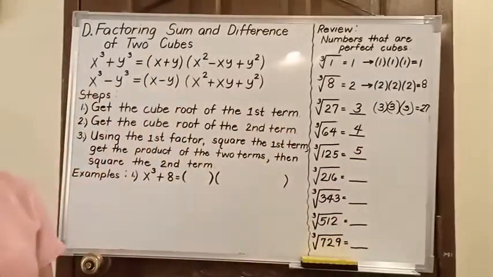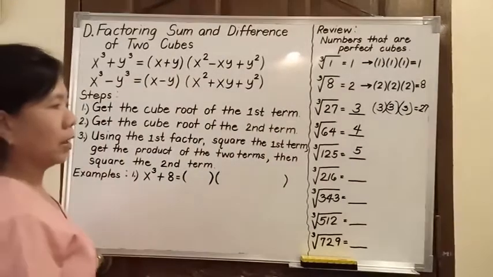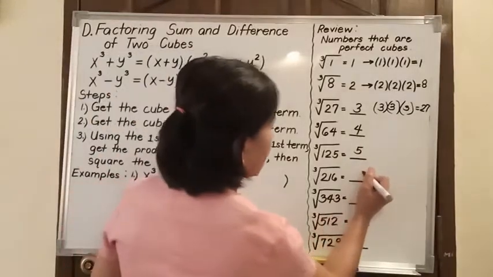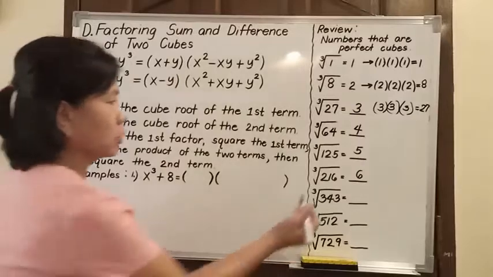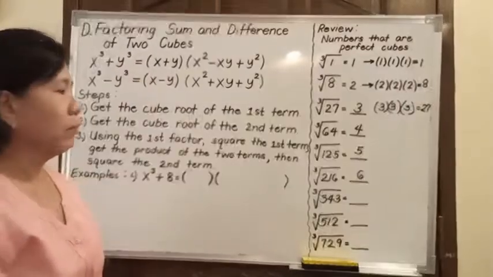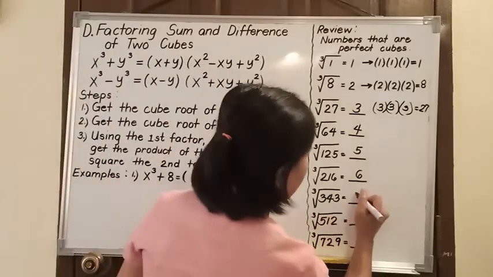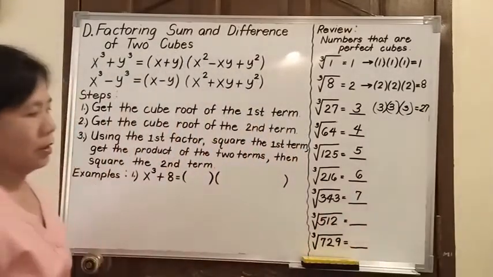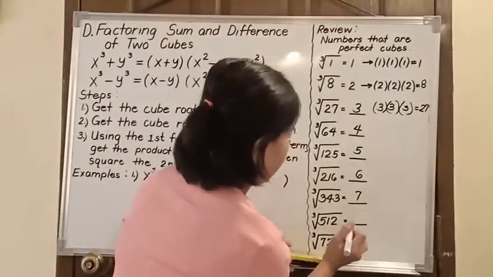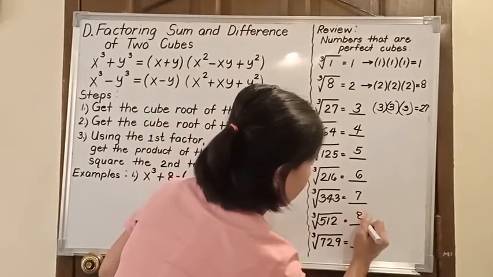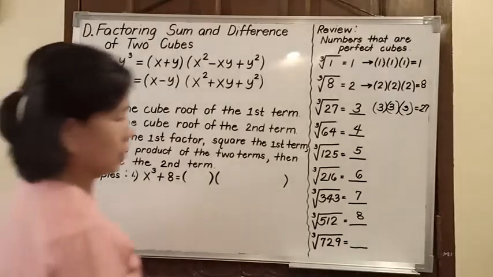Okay. For 216, what is the cube root? The cube root is 6. Why 6? Because 6 times 6 times 6 is 216. For 343, the cube root is 7, positive 7. And for 512, it should be 8. And for 729, it should be 9.